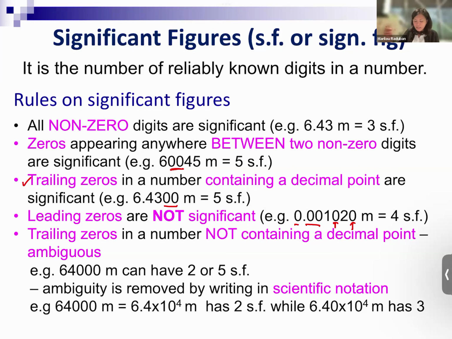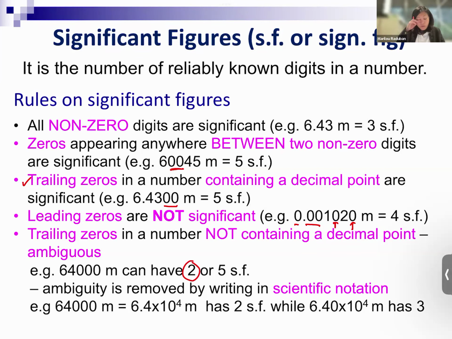Right? The ambiguous rule is, how do we deal with zeros that do not contain a decimal point? So say here, this 64,000 meters, do we count it as 2 significant figures or 5 significant figures? In this course, we usually count this as 2 significant figures. In the test, we will usually explicitly say 64,000 and then put a parenthesis or a bracket and say 2 significant figures. So that makes it clear that we're only dealing with 2 significant figures.